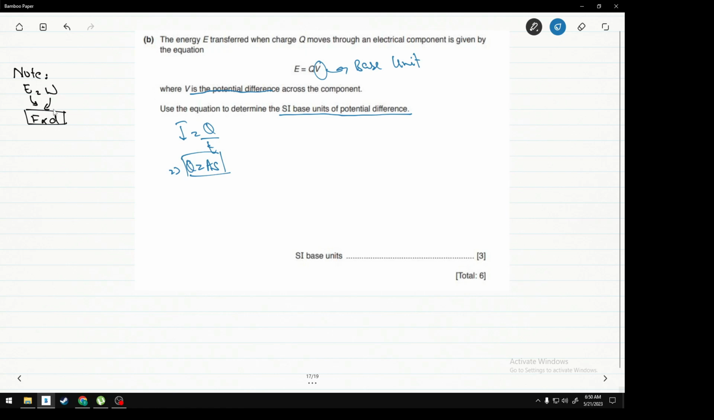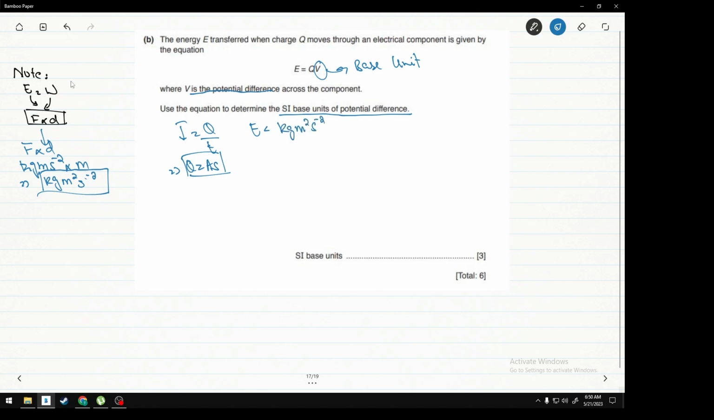Now, I have written this for the energy here. Now, energy is the same as work done, right? Change in energy is the same as work done. So to calculate the SI base units of energy, you need to use the work equation, which is F into D. Now, F was kg meter second square multiplied by meter. So the SI base units of energy is kg meter square per second square, right? So let's just write it here, kg meter square.